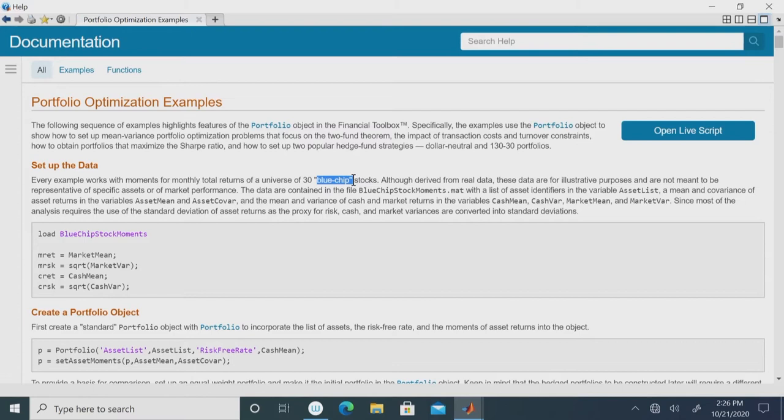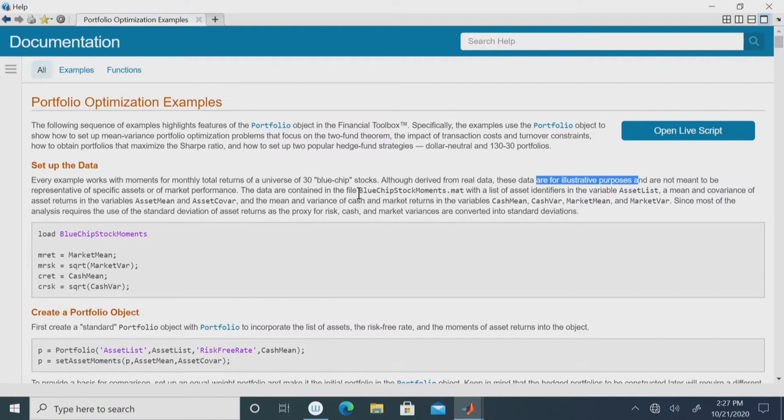And this term blue chip comes from the game of poker, where you have chips with the blue chips having a high value. For this purpose the MATLAB toolbox here uses data which are real data, but this data have been chosen for illustrative purposes, and is not intended to actually talk about or give investment advice.